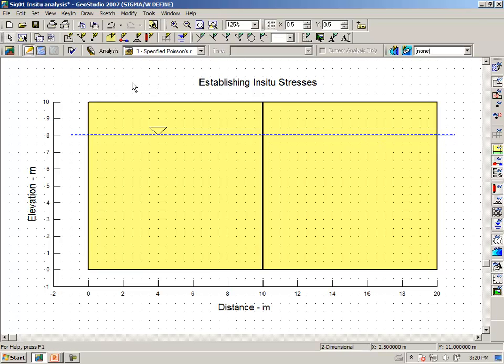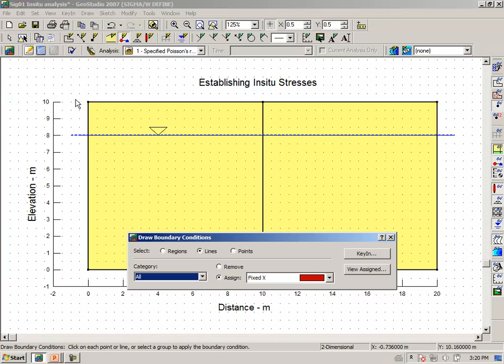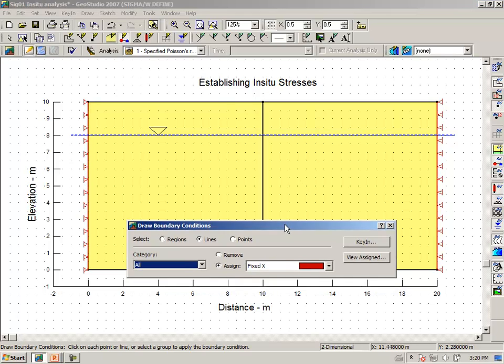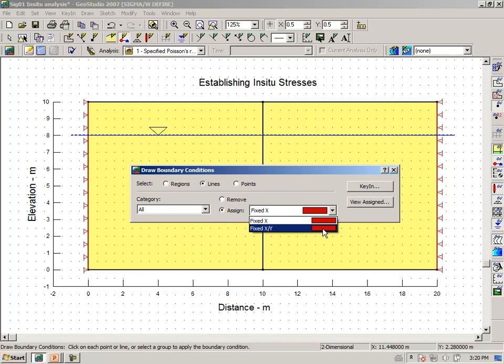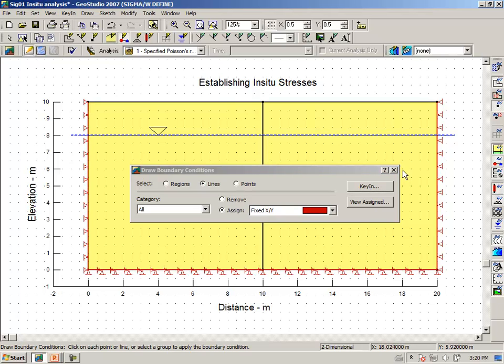We now need to apply boundary conditions, draw boundary conditions. We want rollers, so to speak, on the ends such that we are free to move in the vertical direction but not in the horizontal direction. In this sense, this is analogous to a constrained loading test, in that we are making the strain in the x direction 0, and then we need to fix the problem at the base, fixing both x and y at the base of the problem.